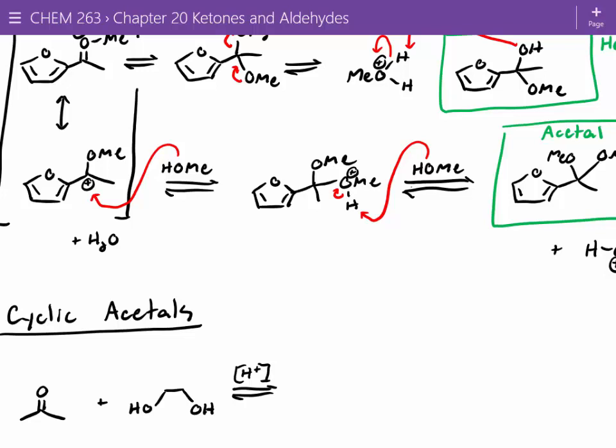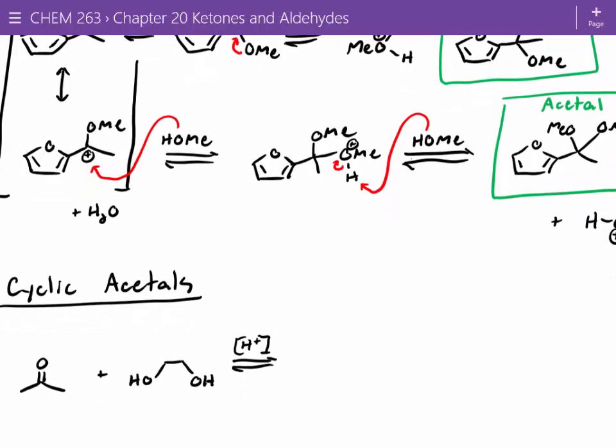So I'll give you guys a minute to draw what you think the hemiacetal would be for this. So the oxygen on the carbonyl is going to become the alcohol, right? Yeah. And then one of the alcohols is going to add in. Oh, because I'll have a positive. Exactly.